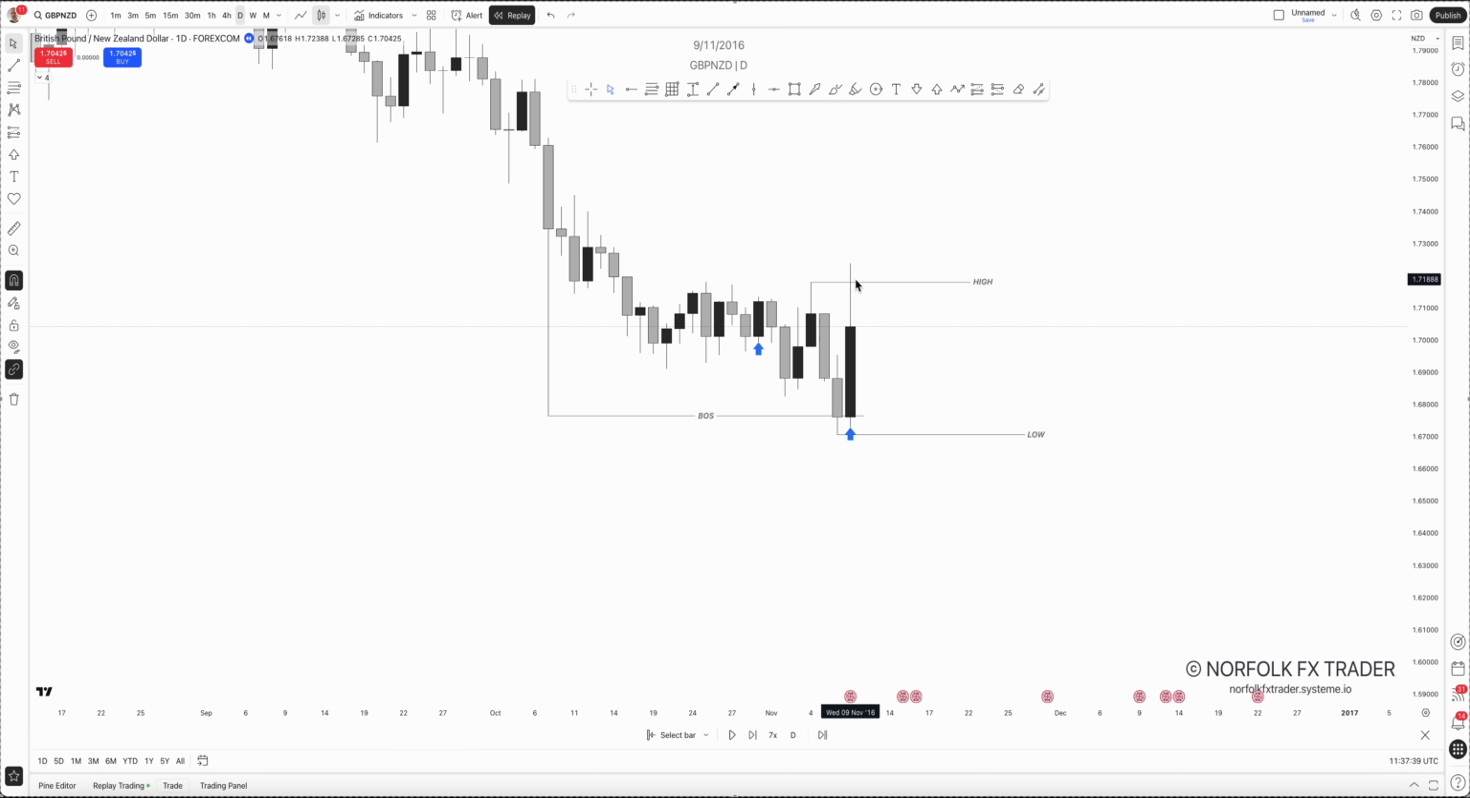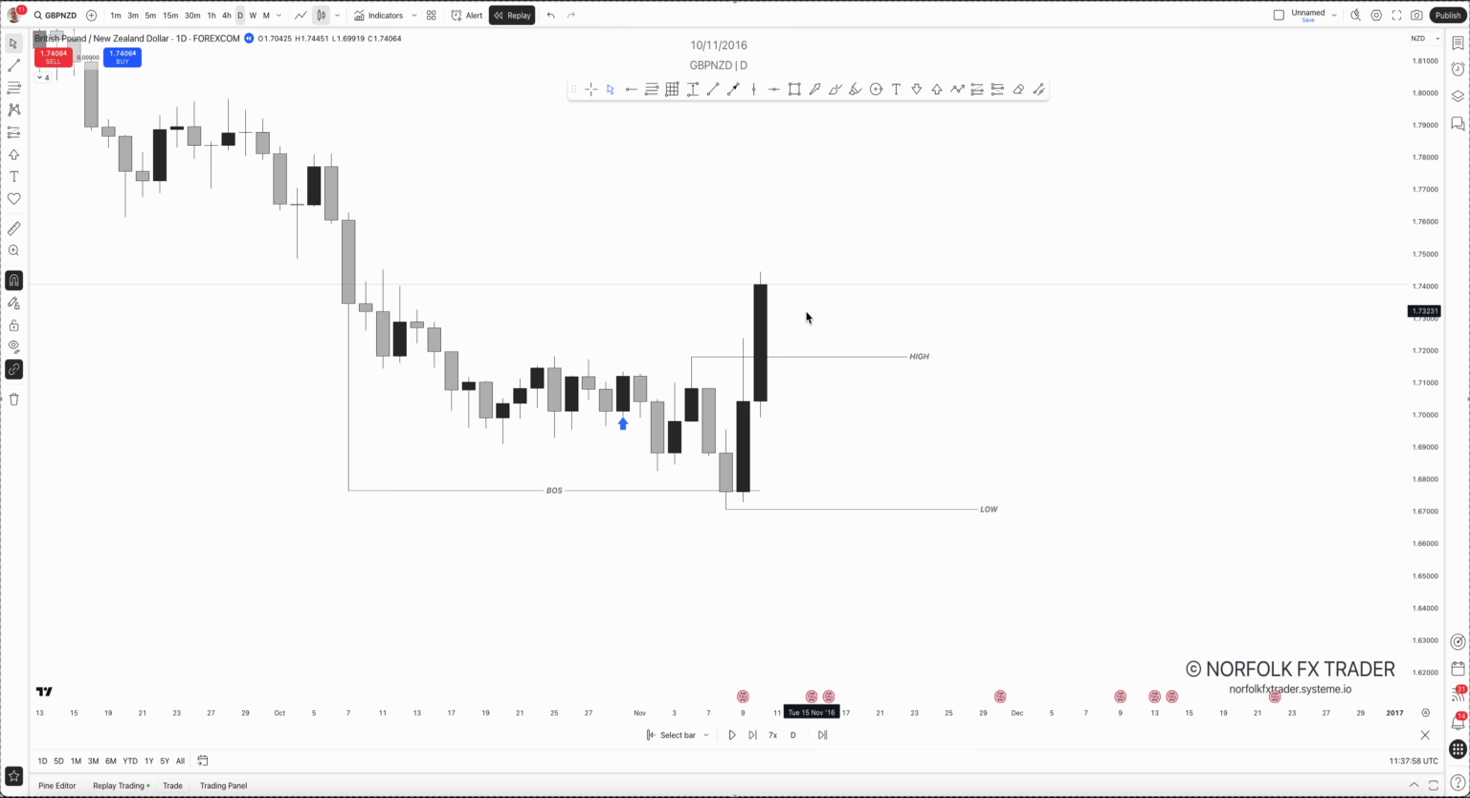The market's pushed up and wicked straight through that high. Now until we see it close through this high, we don't have a valid breakout structure. And what can happen here is this can be a liquidity sweep, and then we can see a run to downside again. Let's just see what happens in the next candle. And we push higher, and it's a valid breakout structure.